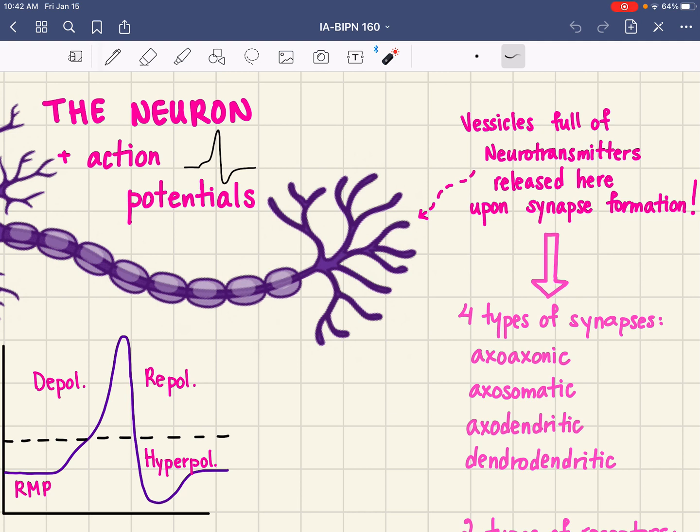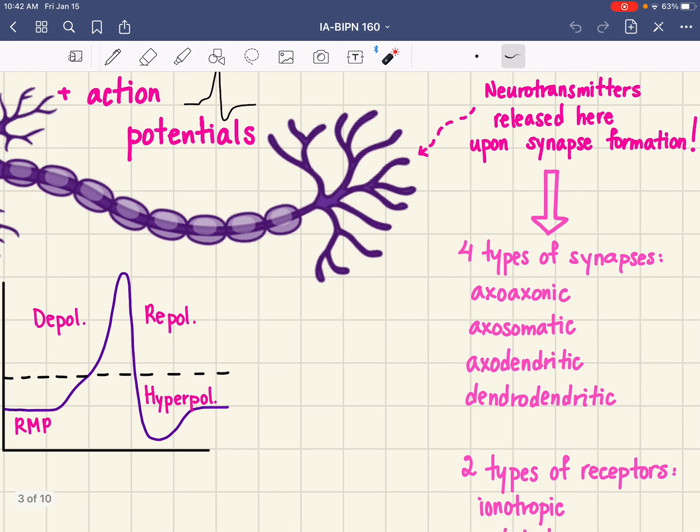So once neurotransmitters are released into the synapse, the molecules, which are neurotransmitters, right, they're molecules, they will look for a receptor to bind to on the postsynaptic neuron.